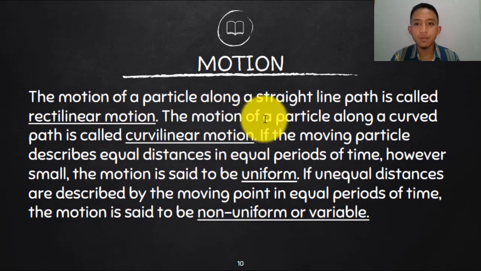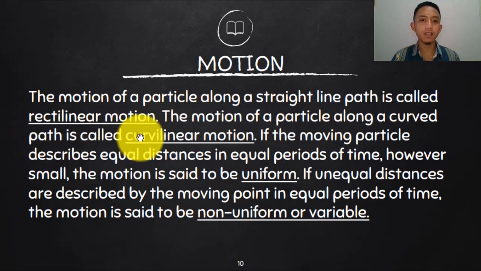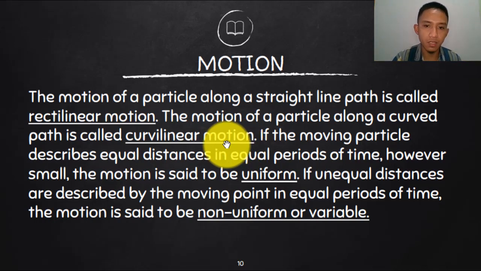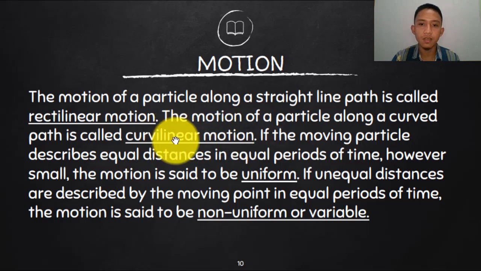The motion of a particle along a curved path is called curvilinear motion. So if the motion itself is in a curved path, that is curvilinear motion. We will be dealing with that one also. Actually, you already encountered this one. If this is discussed in your physics, that is your projectile.